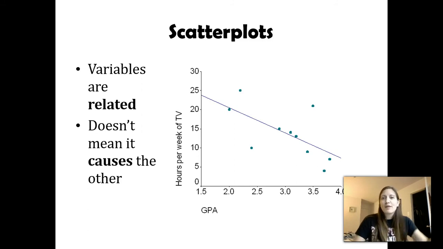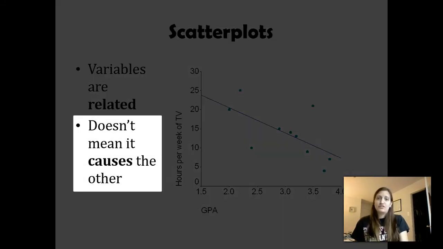You can kind of extrapolate on that, say, oh, well, it's probably because of XYZ. They're always busy doing something else. They're not watching TV, they're studying instead. The biggest thing, though, is that we cannot say, when looking at a scatter plot, that watching more TV causes a lower GPA. Scatter plots are not cause and effect. We're only saying that they're related.